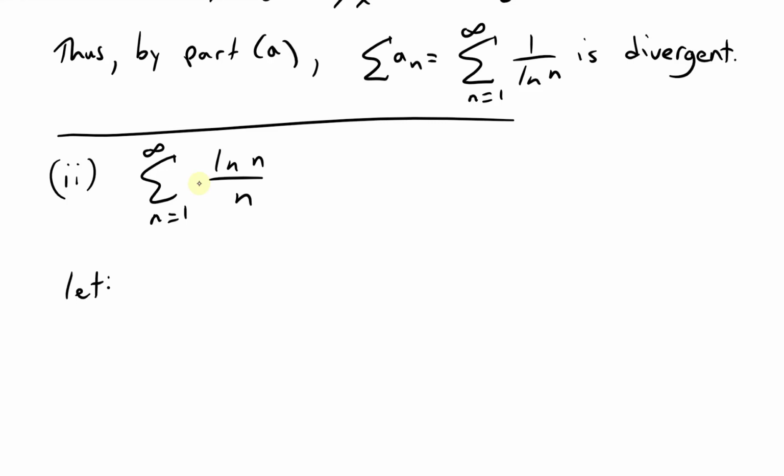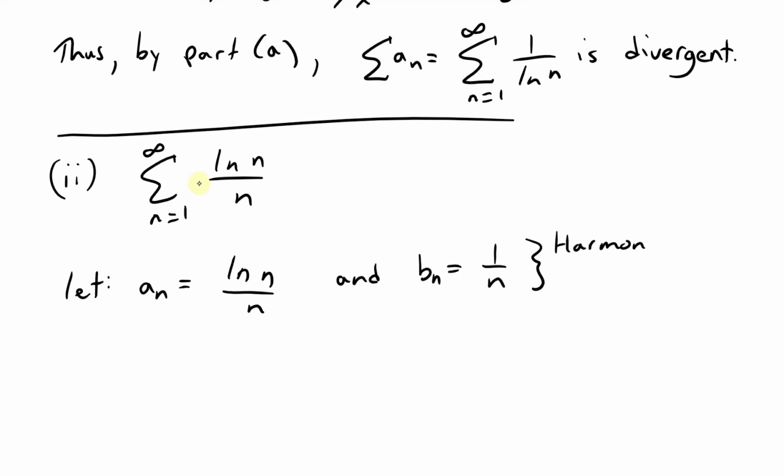So what I'm going to do is let, and we're just doing it a different way now, a n equal to just the term that we're given, ln n over n. And now this one's going to be easy to choose. The second one, we're going to pick b n equal to the harmonic series 1 over n. So in other words, we get the harmonic divergent series, similar as part I, because it's a p series with p equals 1.